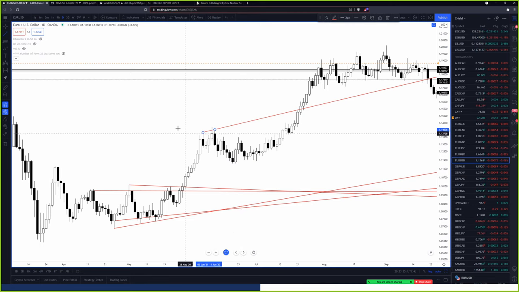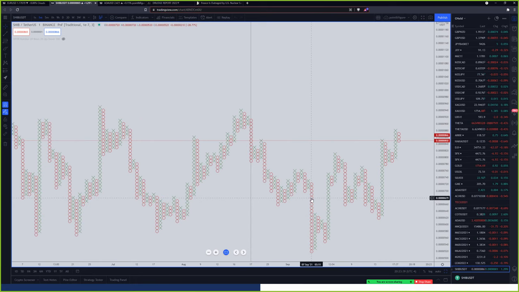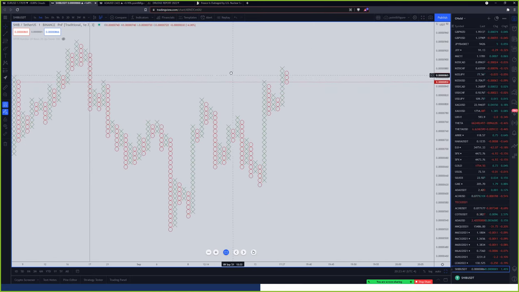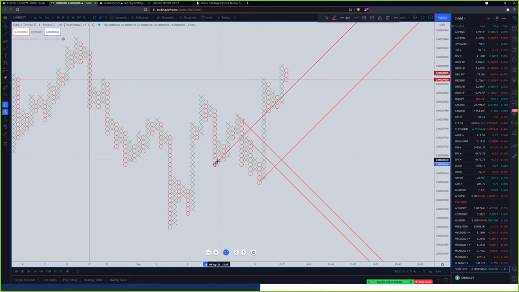With point and figure, it is this easy. If I want to identify a trend line, I'm always starting at a low here, and then moving up to that X, or I'm starting with an X and moving down to the O. X to the O, O to the X.